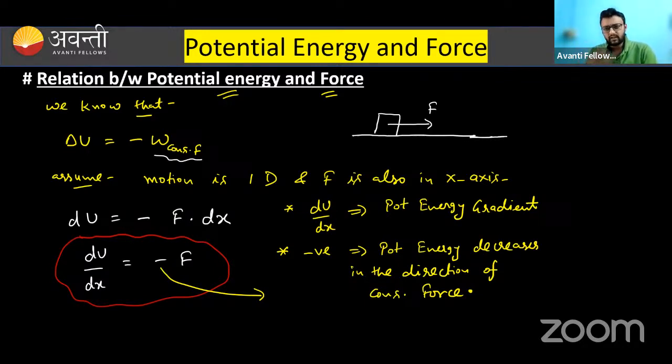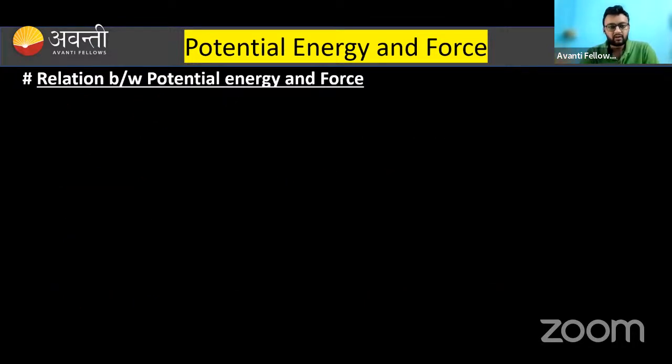For example, let's give an example on the next slide. Suppose a ball of mass m is released from a certain height. This is the ground and this is the height h. Then the direction of the conservative force on this ball is mg, and it is downward. So the conservative force is acting in the downward direction. Fc is the conservative force.